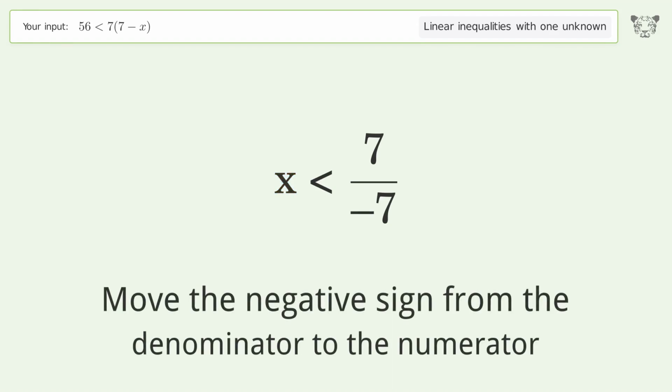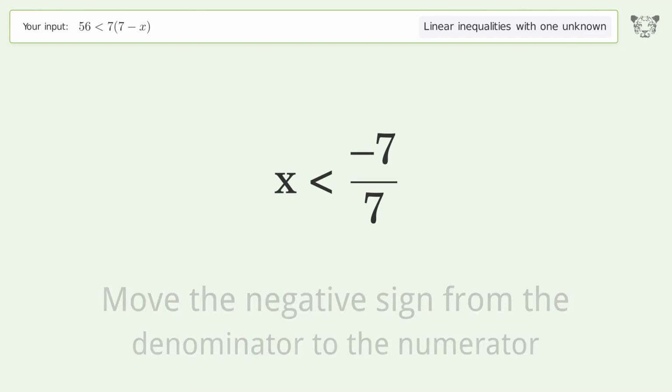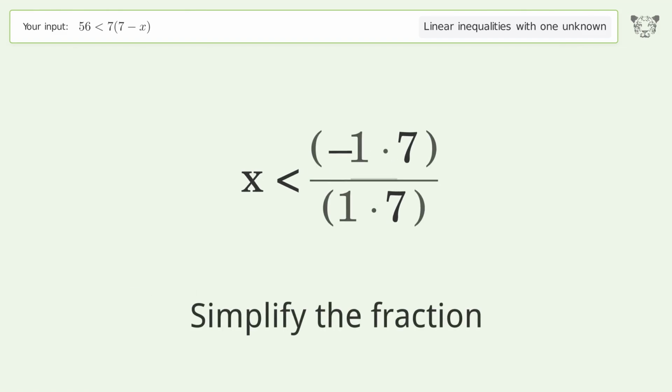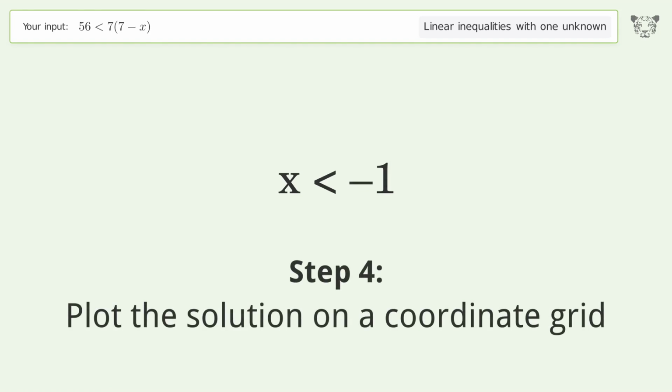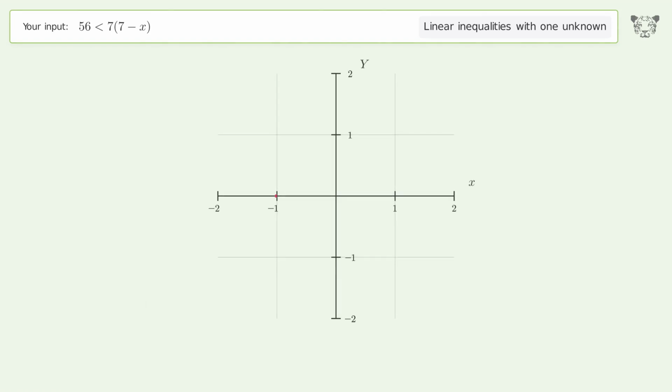Move the negative sign from the denominator to the numerator. Simplify the fraction. Plot the solution on a coordinate grid. And so the final result is x smaller than -1.